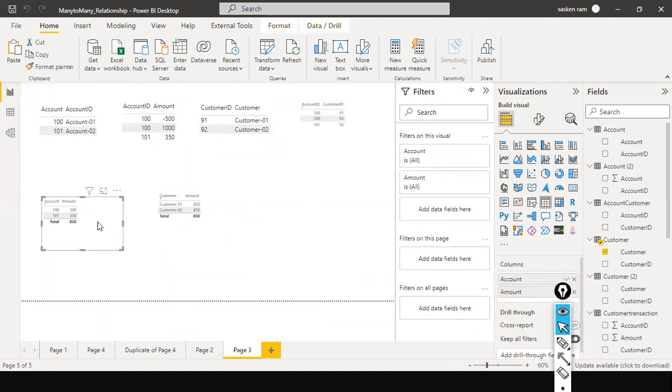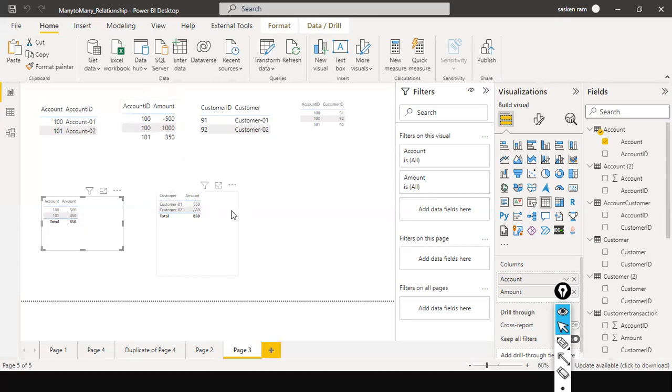When it comes to the balance, see the balance by account, right? Account-wise balance, if you see here, it is showing correctly. For account ID 100, how much balance? 1000 minus 500, 500, correct. And for account 101, we have 350, which is correct.